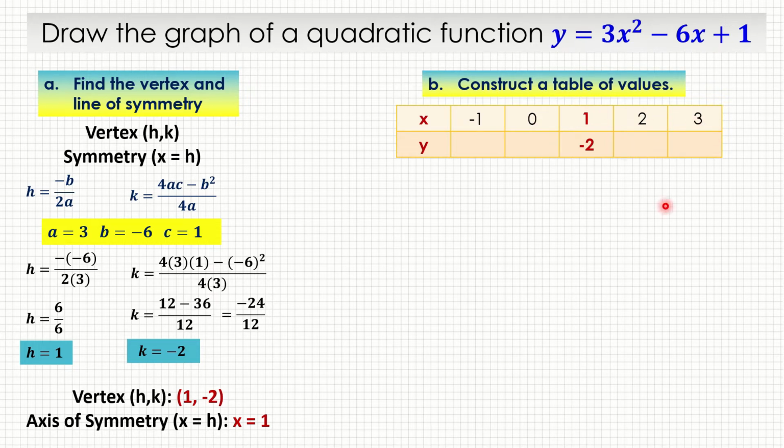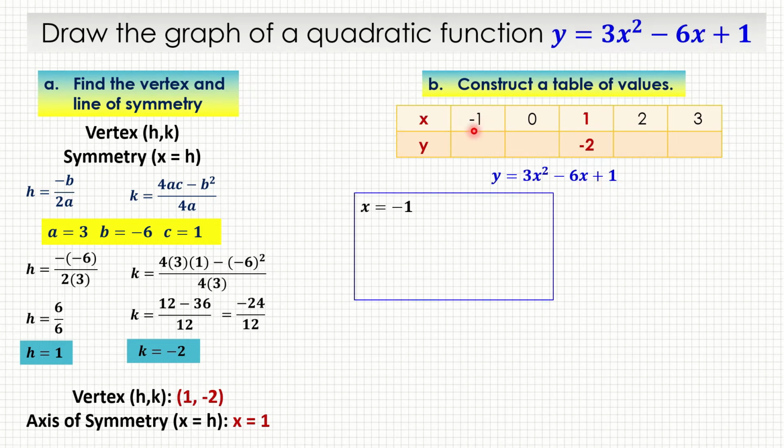Once we identify the values of x, substitute them into our equation y = 3x² − 6x + 1. So let us start with negative 1. Replace x here by negative 1, so we will have y = 3 times the square of negative 1 minus 6 times negative 1 plus 1. Simplifying that, the answer will be 3 times 1 plus 6 plus 1, which is equal to positive 10. Therefore, the value of our first y is equal to positive 10.